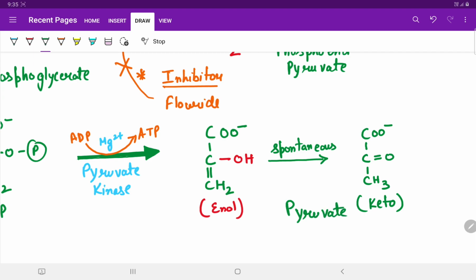So enzyme pyruvate kinase catalyzes the transfer of high energy phosphate from phosphoenol pyruvate to ADP, leading to formation of one ATP molecule. The step is also known as substrate level phosphorylation and this reaction is irreversible. So this is the aerobic form of glycolysis.